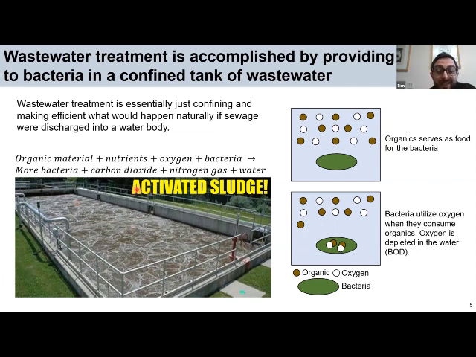And we call this activated sludge, which I personally think is a really silly name. But I just thought I'd point that out because you may hear somebody talk about activated sludge in a wastewater treatment plant. But really all it is is a bunch of bacteria living in a tank where we provide oxygen. And this is kind of the general reaction, where you have organic matter plus nutrients plus oxygen plus bacteria goes to more bacteria, carbon dioxide, nitrogen gas, and water. These are the end products of this reaction.